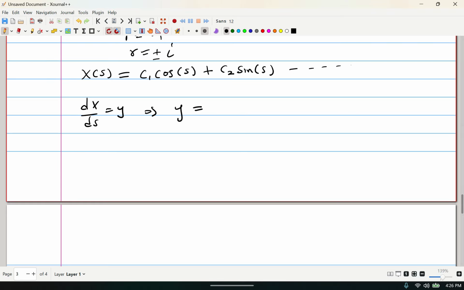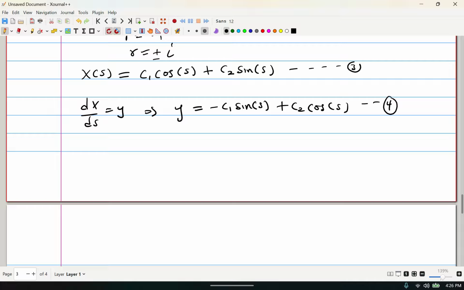Let's call this equation 3. If you take the derivative of that, it's equal to negative c1 sine of s plus c2 cosine of s, right? And that is equation 4. So you have two equations for both y and x, so we are done.